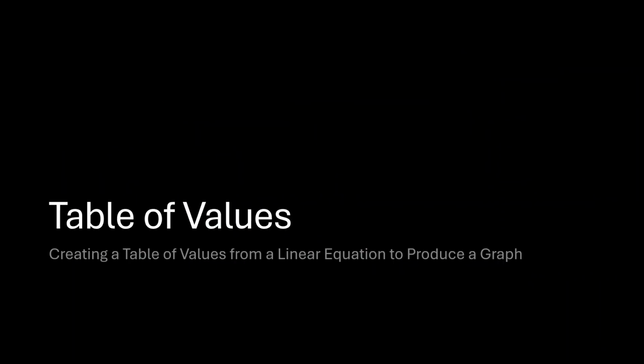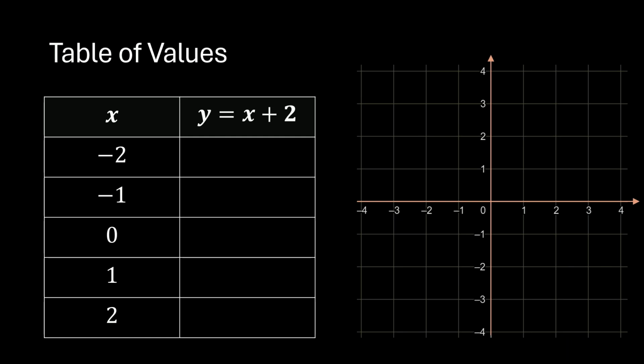We're now going to create a table of values from a linear equation to produce a graph. So let's take a look at the example y equals x plus 2. How can we create a graph from this? Let's take a look at these 5 values of x: minus 2, minus 1, 0, 1, and 2, and plug them into the equation for y, one by one. So when x equals minus 2, we have that y equals minus 2 plus 2.